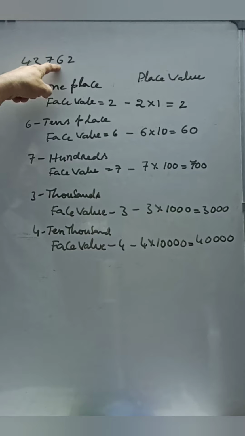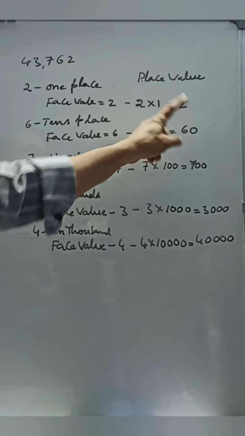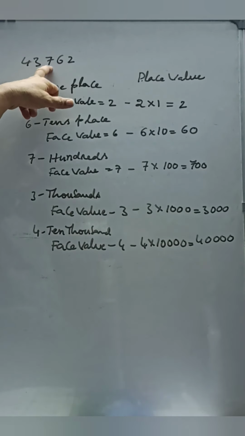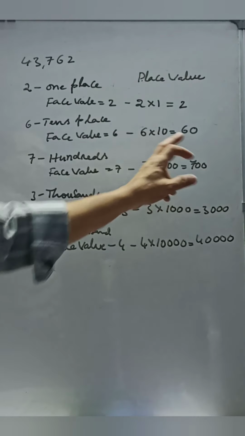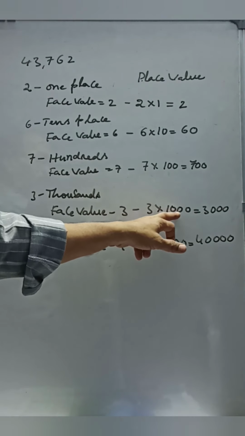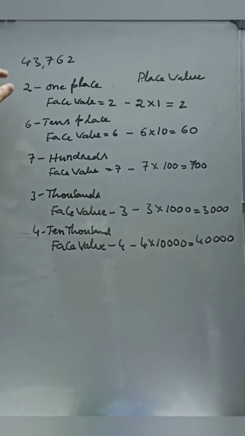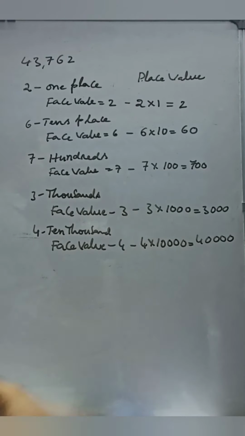To get the place value of 6, face value is 6 and it is in tens place. So 6 into 10 is 60. To get the place value of 7, the face value is 7 and it is in hundreds place. So 7 into 100 is 700. To get the place value of 3, the face value is 3 and it is in the thousands place. So 3 into 1000 is 3000. And the last, 4, is in the 10,000 place and the face value is 4. So face value into place: 4 into 10,000 is 40,000. This is how we have to write the face value and place values. Note down neatly in your CW.